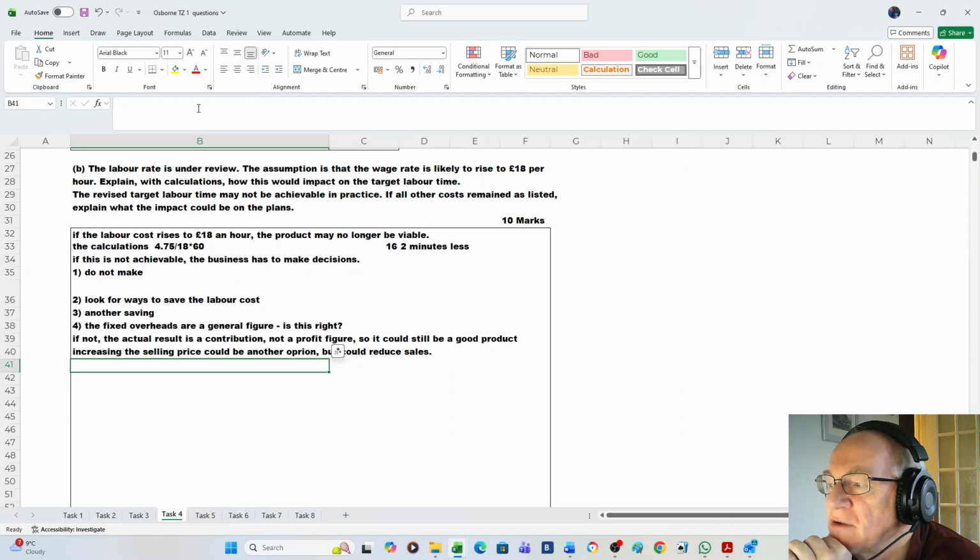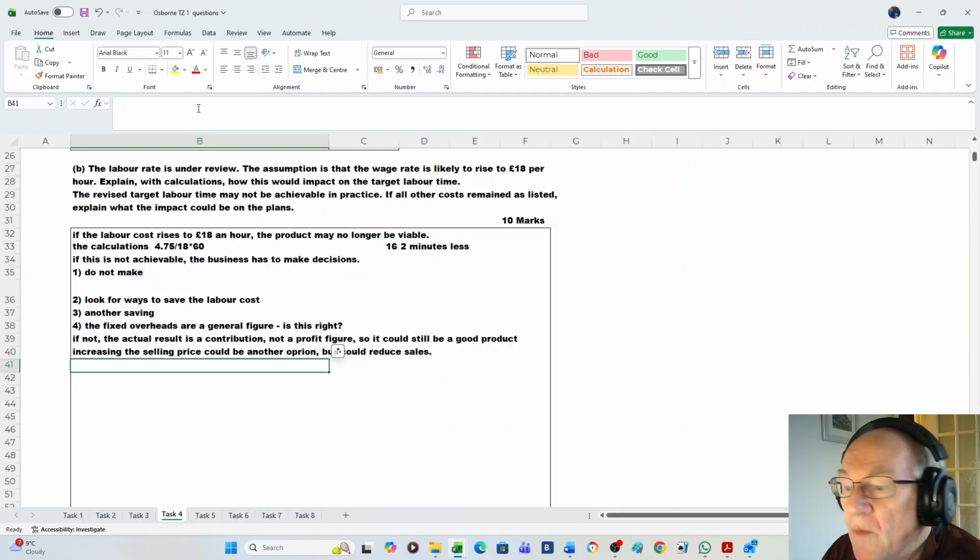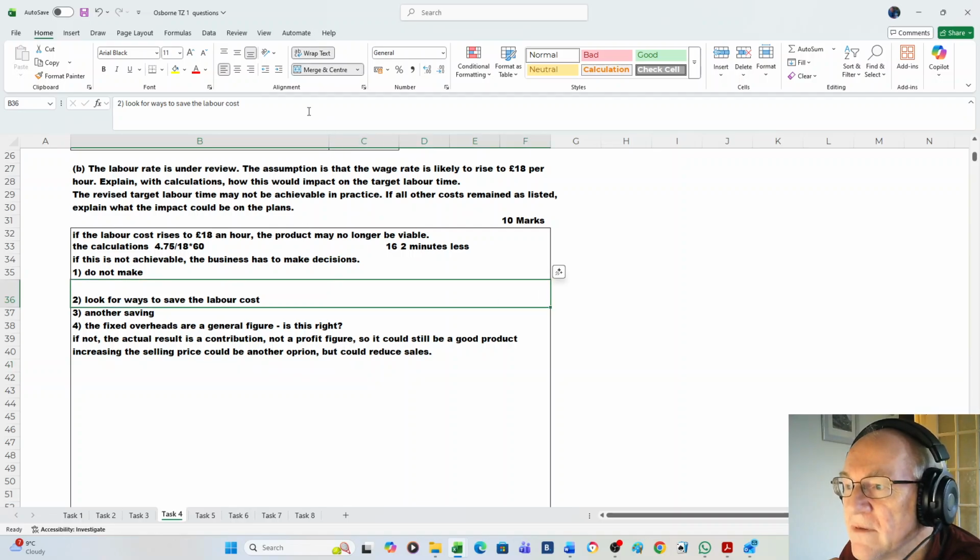You could spend hours trying to work this one out. You can come back to these questions, making sure you've got the 10 marks. So the labour cost, we've done the calculations, the important calculations, so it's 2 minutes less. If it's not achievable, business has to make the decision. One, do not make. They just say, oh, we can't do it, don't make it, do something else. Add that one in. Say the labour cost, cheaper labour or training, okay, why not put it in?